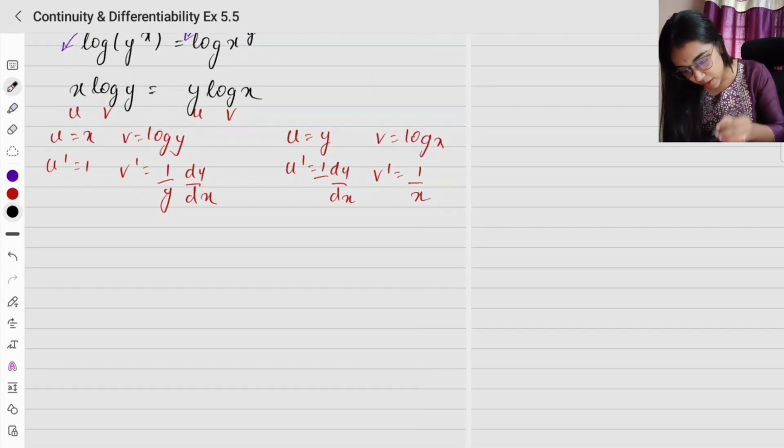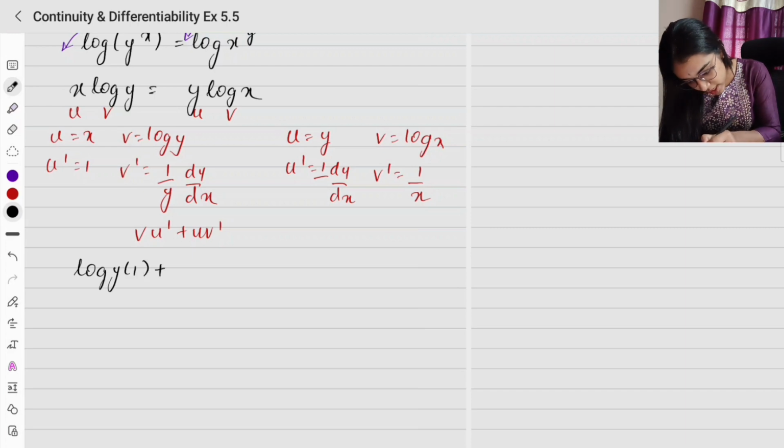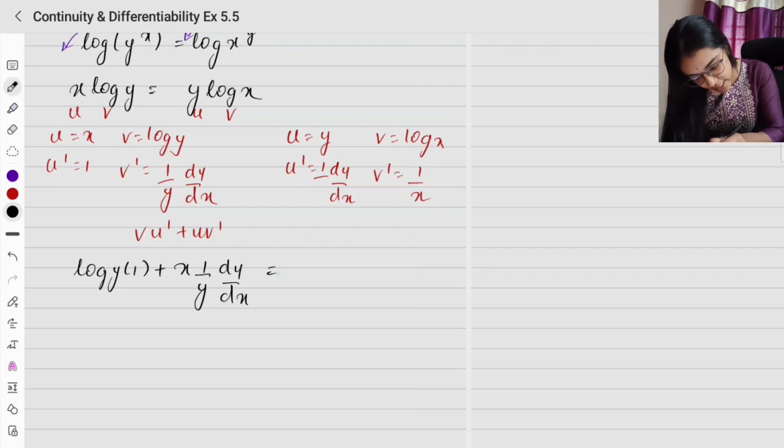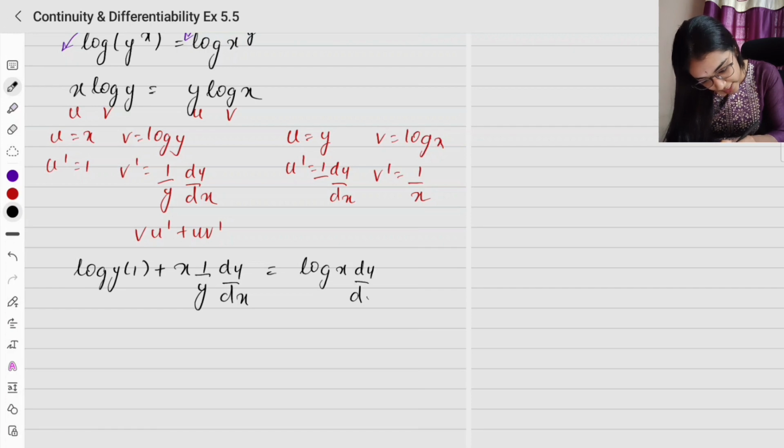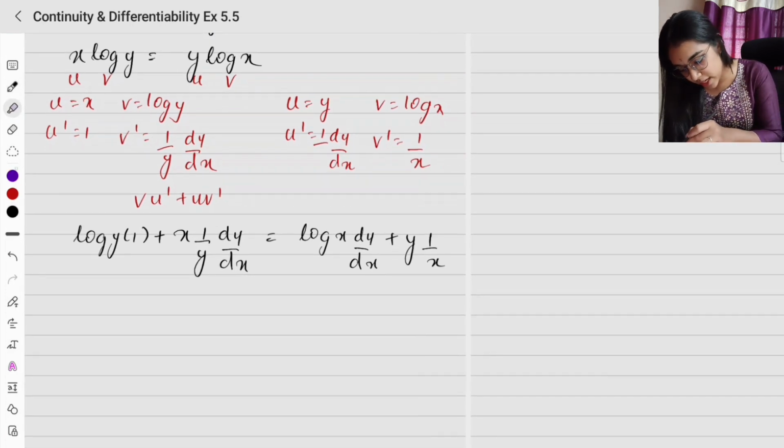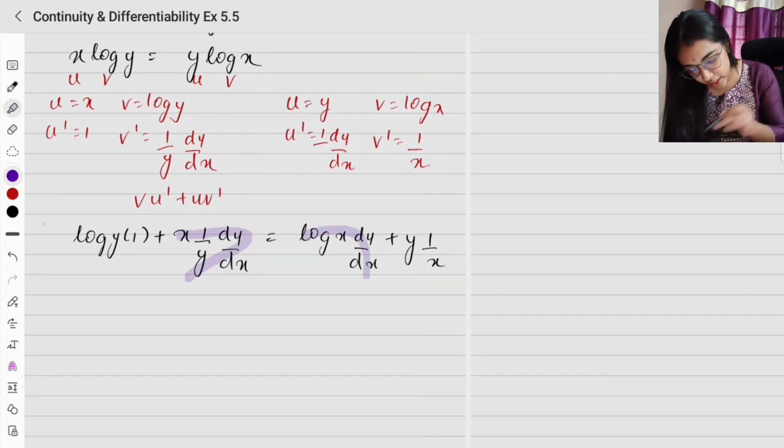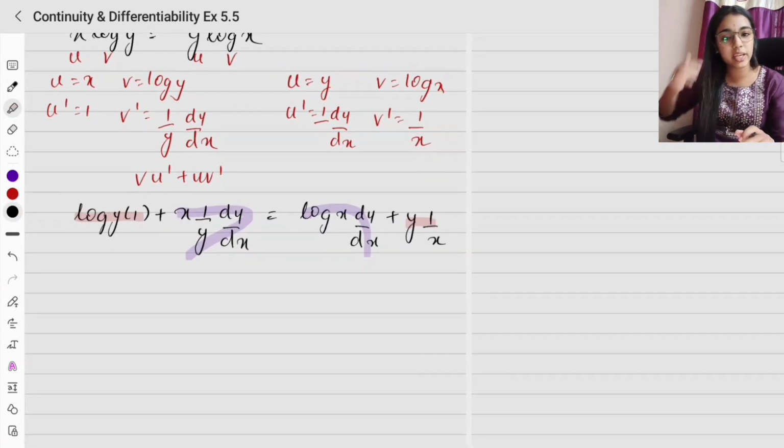Now let's take the LHS separately. What is my LHS? The formula is v u dash plus u v dash. So LHS is going to be v u dash, which is log y times 1, plus u v dash, which is x times 1 by y dy by dx, equals, on the other side again v u dash, which is log x times dy by dx, plus u v dash, which is y times 1 divided by x. Now I'm going to consolidate the dy by dx terms separately. So this I'm going to take to one side and this I'm going to take to the other side. The terms which are independent of dy by dx, I'm going to take to one side. The terms which are dependent on dy by dx, I'm going to take to one side.